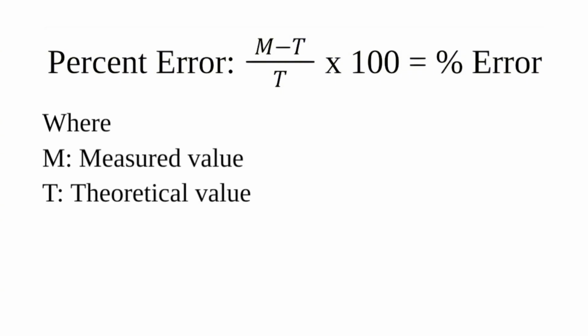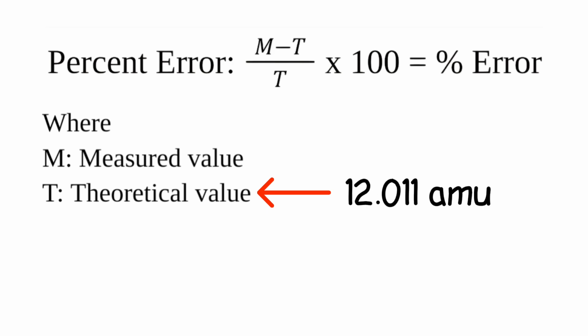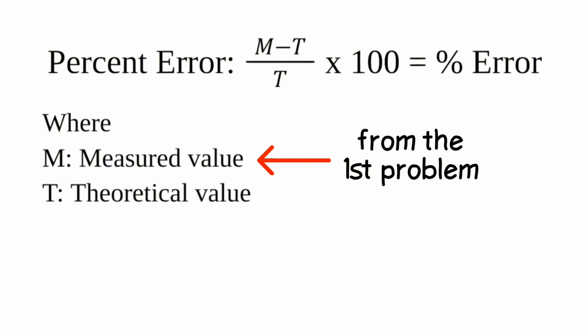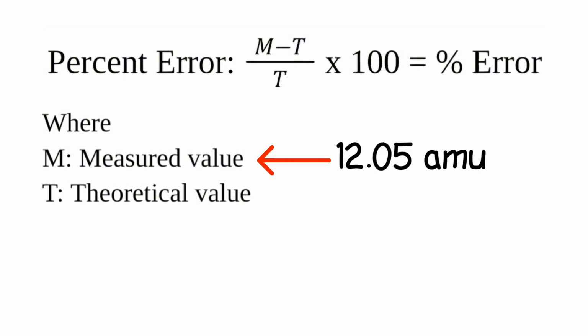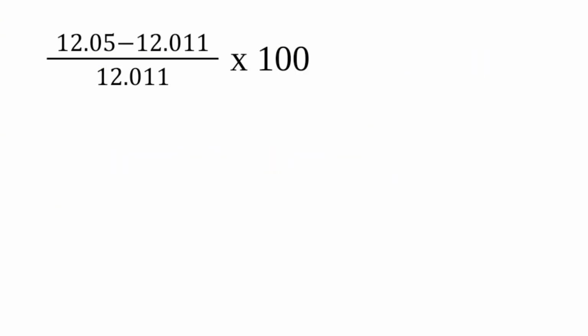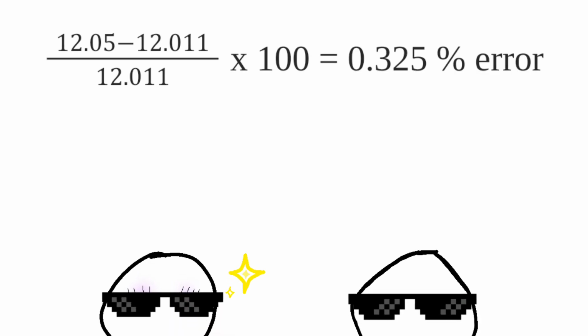theoretical value. The theoretical value of carbon is 12.011 atomic mass units, or AMU, whereas our measured value is 12.05 atomic mass units. Plug this into our formula and we get approximately 0.325% error.